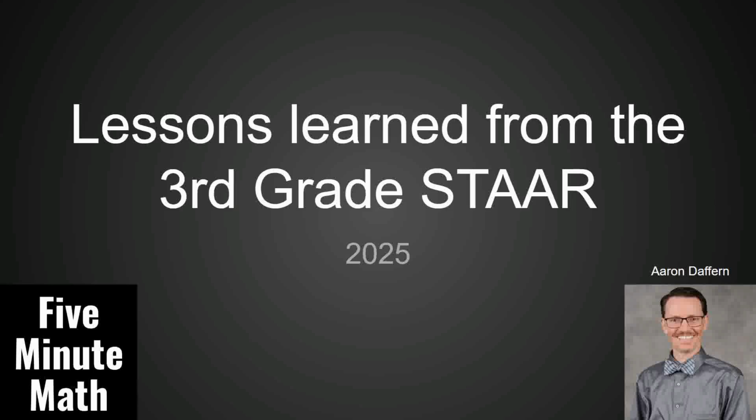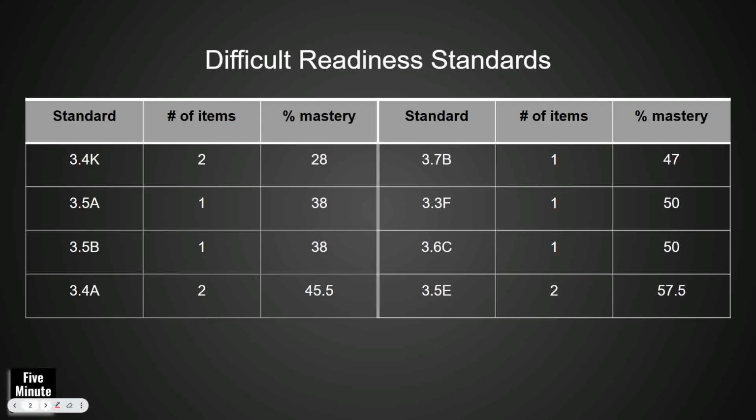Today we are looking at the 2025 third grade STAAR test, and we are looking at lessons learned from this test and how we can improve our instruction. We are specifically looking at any readiness standards in which statewide we tested under 60% proficiency, and we're going to start with our lowest readiness standard first, 3.4K, move all the way up to 3.5E.